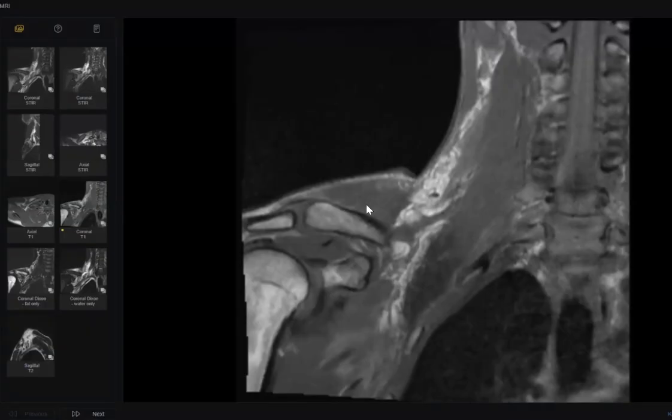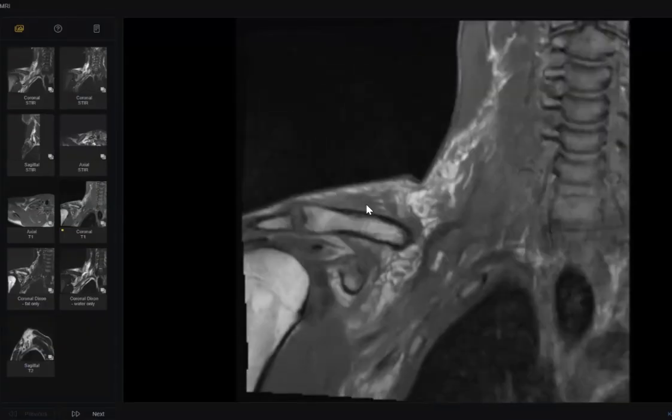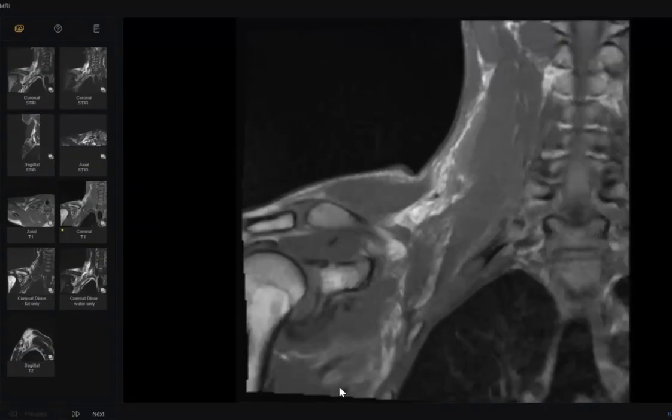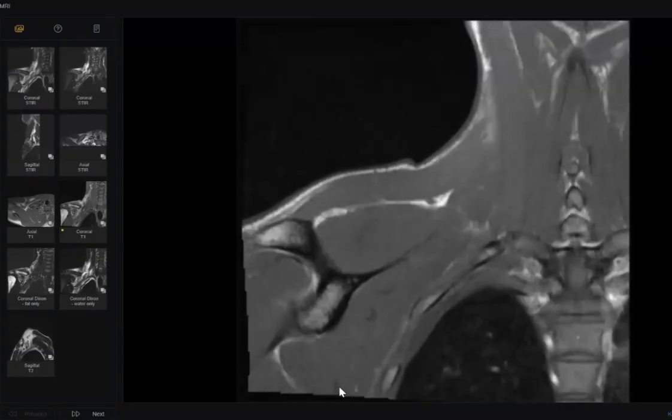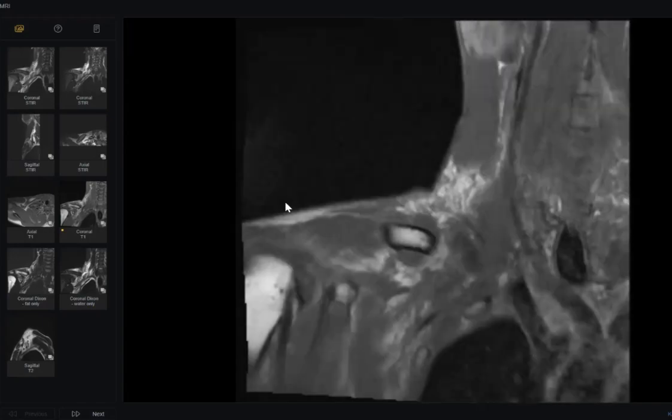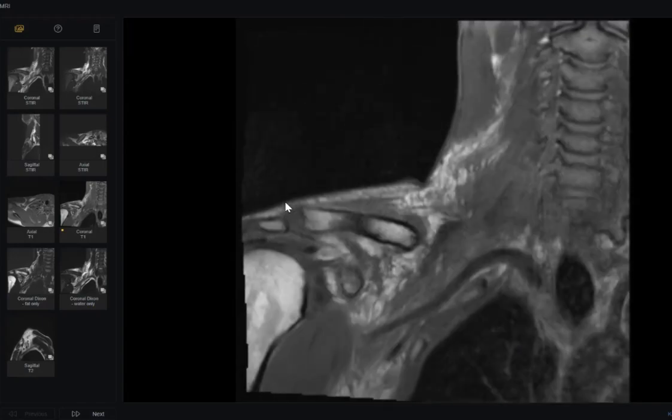This is T1. What is this? Where is the muscle? Where is the muscle in this site? And the history is trauma. Where is the muscle here? Look. It is replaced by what? By fatty tissue. Okay. So post-traumatic fatty changes of the muscle.